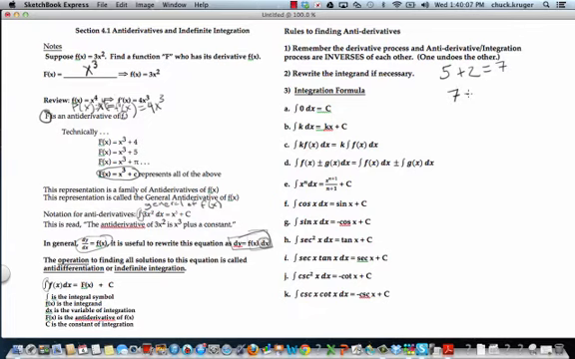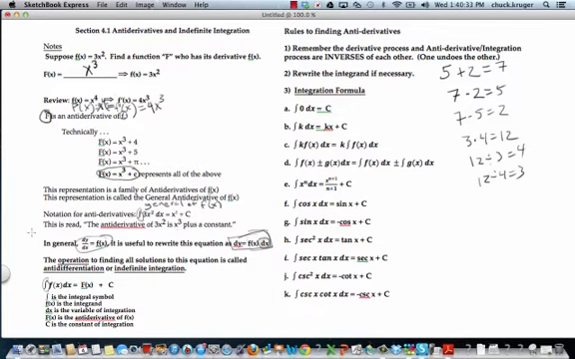Actually, there's two of them. 7 minus 2 is equal to 5, and 7 minus 5 is equal to 2. So for this addition problem, there are two subtraction problems. The same thing happens in multiplication. If I have 3 times 4 is equal to 12, I come up with two division problems. 12 divided by 3 is 4, and 12 divided by 4 is 3.